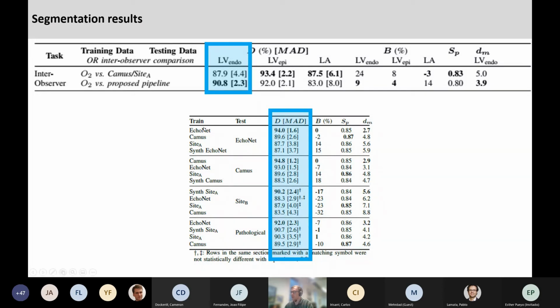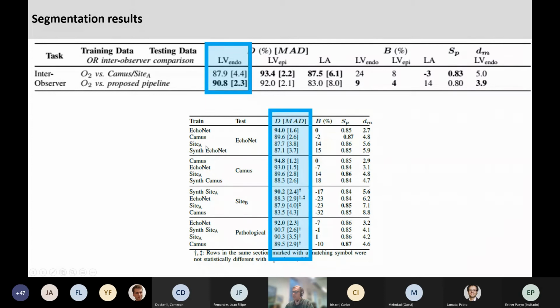Now this shows each row here is a different network. The first row is a network that's trained on real EchoNet data and then tested on real EchoNet data, and then trained on real CAMUS data and tested on real CAMUS data. And what we see here is that, of course, the one that's trained on real EchoNet data and tested on real EchoNet data is the one that does the best. So it has about a 94% dice score.